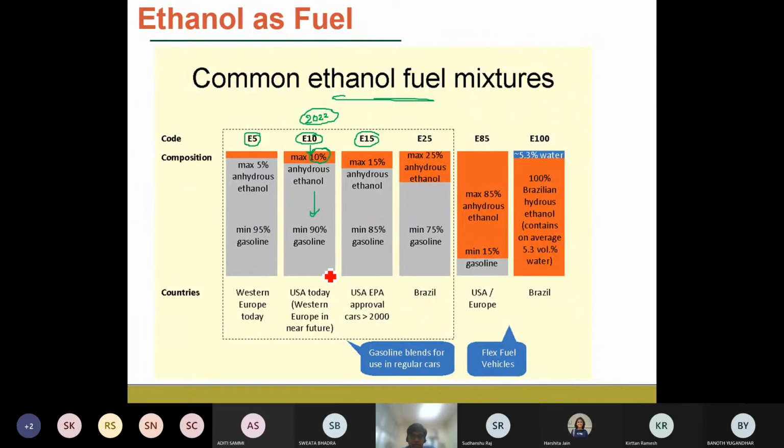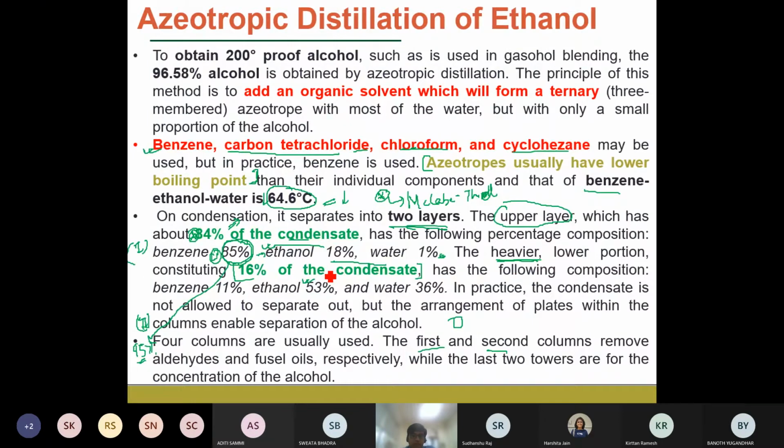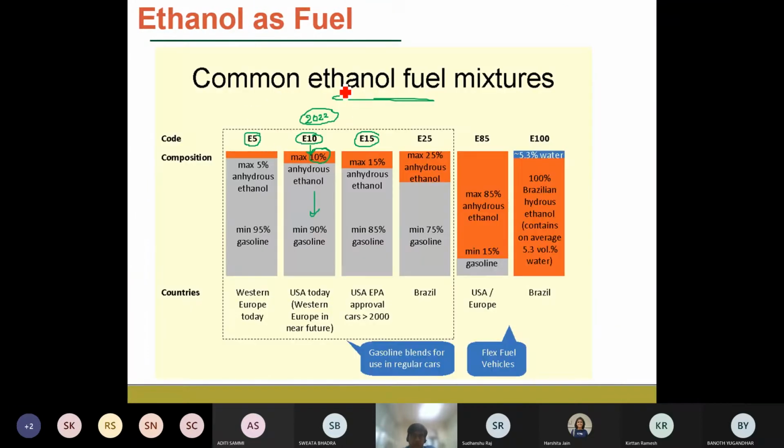And whatever ethanol is being produced, we generally go for the distillation to extract high purity and high concentration of the ethanol, because that is needed when we require the ethanol as a fuel. So we need to have very high purity as well as high concentration of the ethanol.